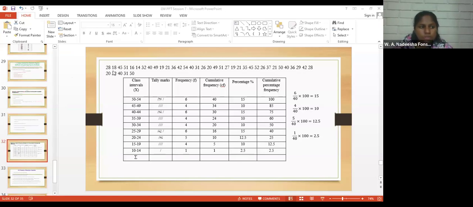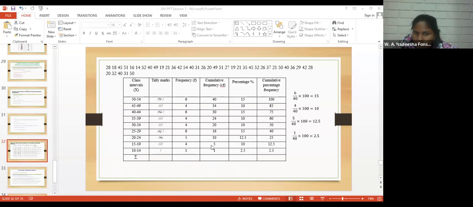Okay, let's move into the lesson. So according to the class intervals, we can put tally marks and get the frequency. Then cumulative frequency. That is, we have to add each and every frequency from the lowest class interval. So the lowest class interval frequency is 1. Put 1 here. Then 1 plus the previous frequency 4 is 5.